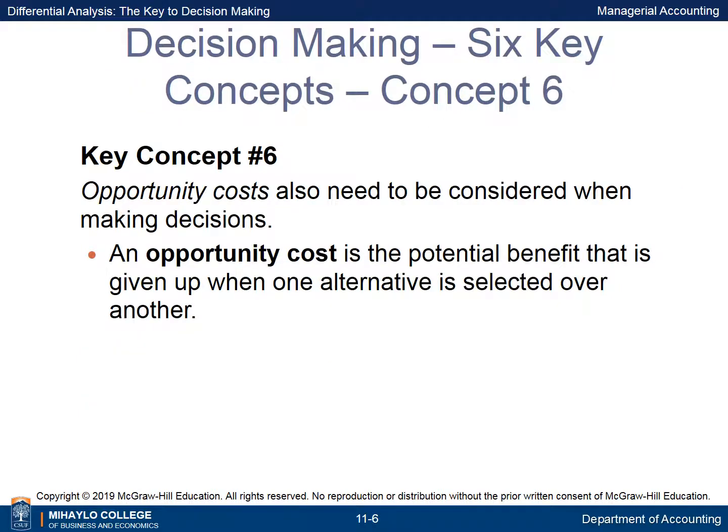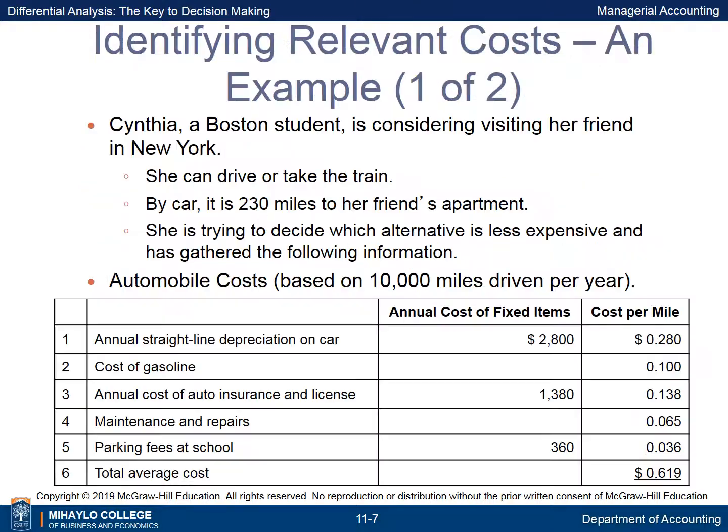Concept Number 6. Opportunity costs also need to be considered when making decisions. An opportunity cost is the potential benefit that is given up when one alternative is selected over another. Cynthia, a Boston student, is considering visiting her friend in New York. She can drive or take the train.